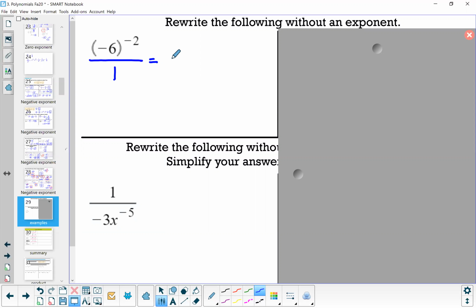So I want to take my base across the fraction bar, which is -6. And therefore my exponent is positive now. Notice how my base does not change sign, only my exponent. So I have 1 over the square of -6, which is equivalent to saying 1 over -6 times -6, which is 1 over 36.